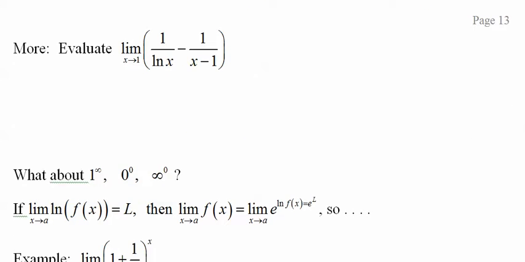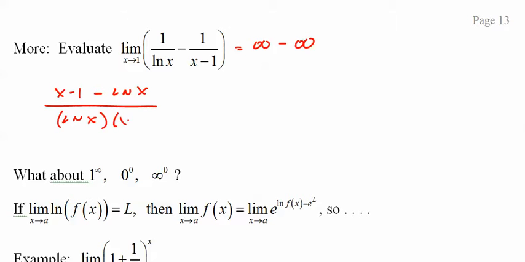What's up with this? 1 over 0 minus 1 over 0. That kind of stinks. So we don't really have 2 functions. Let's get a common denominator. x minus 1 minus natural log of x, all over natural log of x times x minus 1. If you're crying at this point, so am I.